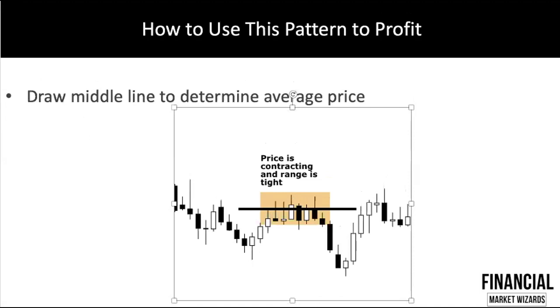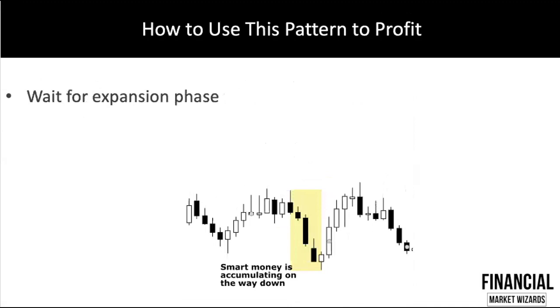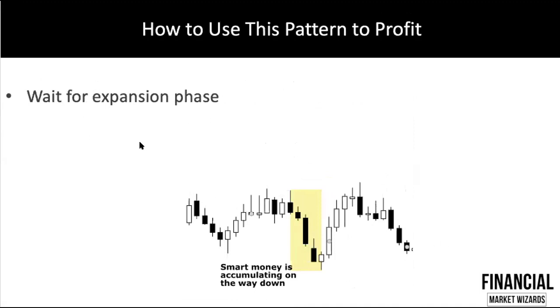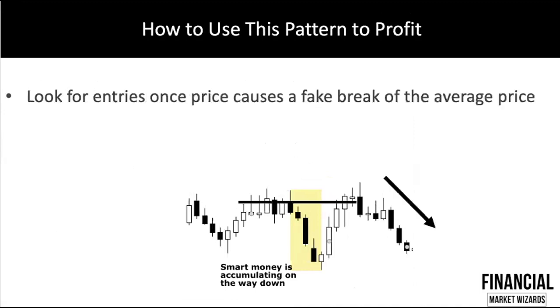So we learned earlier on that after the contraction phase comes the expansion phase. So we see the expansion phase over here. And we also said that smart money is accumulating on the way down. So we wait for the expansion phase. So this expansion phase happens, right? So the next step, or rather the last step, would be to look for entries once price causes a fake break of the average price.